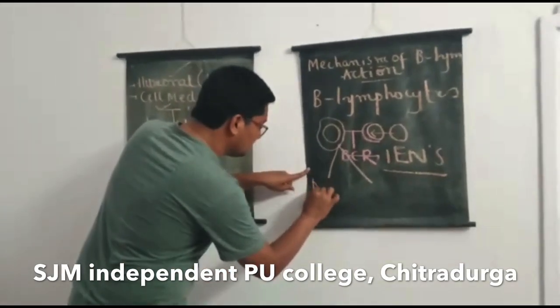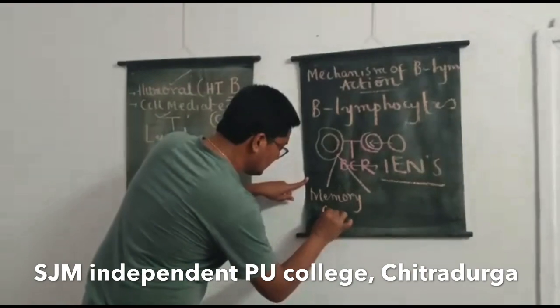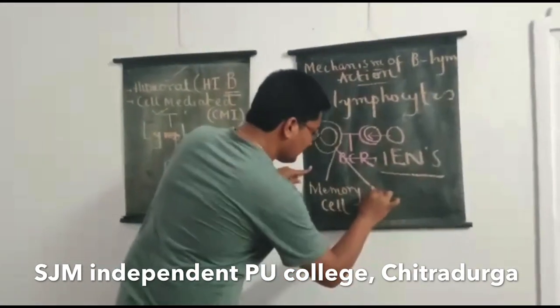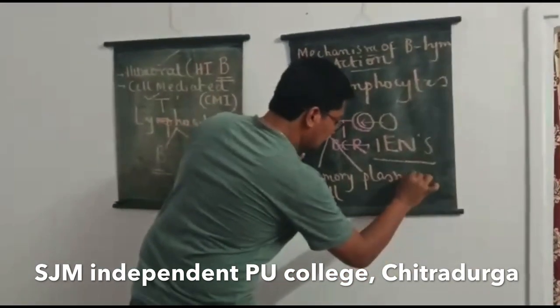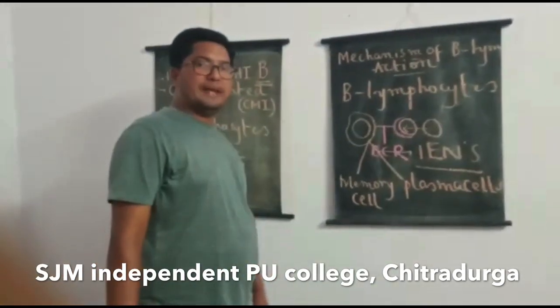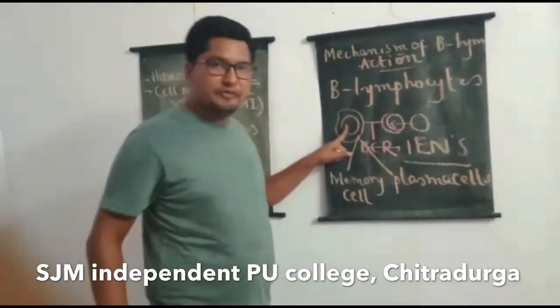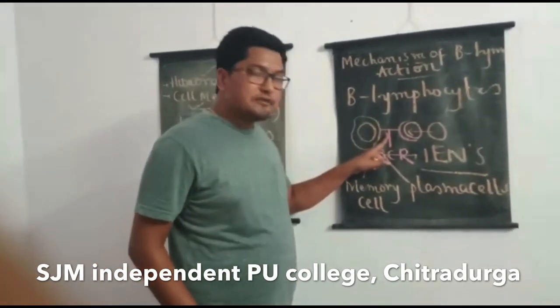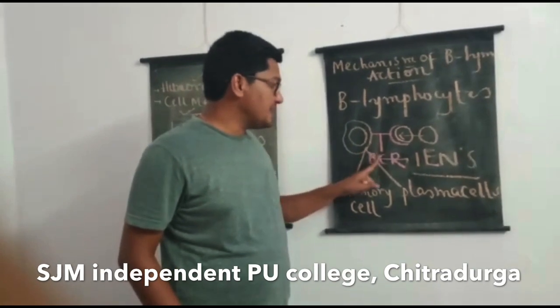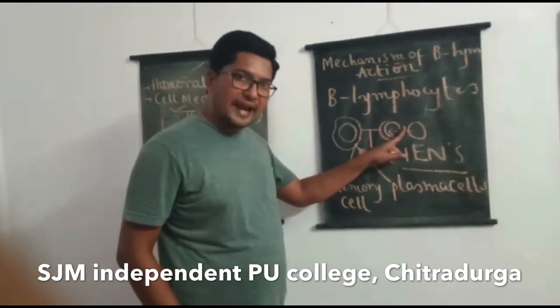What are those cell populations? They are memory cells and plasma cells. So students should understand this mechanism. This is a B lymphocyte. On the B lymphocyte, what is present? On its surface there is a marker. Marker means what? It is the receptor for an antigen.